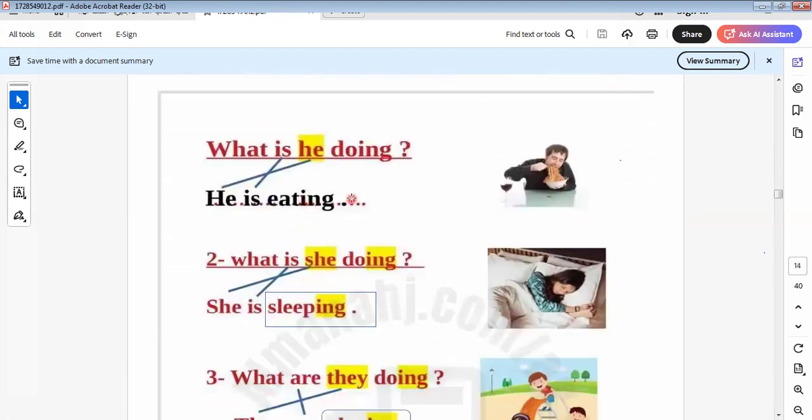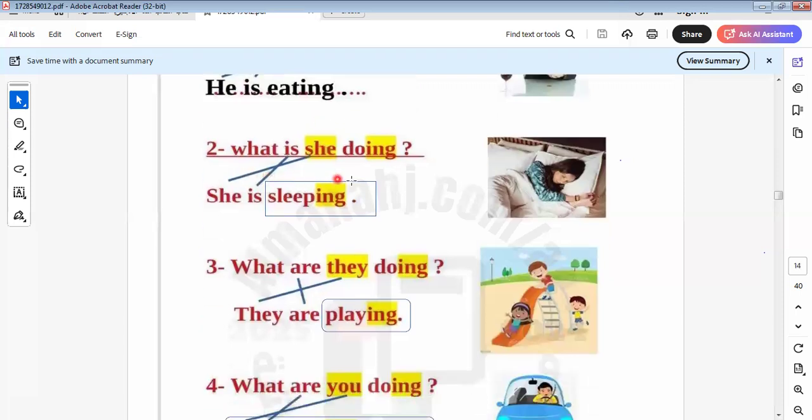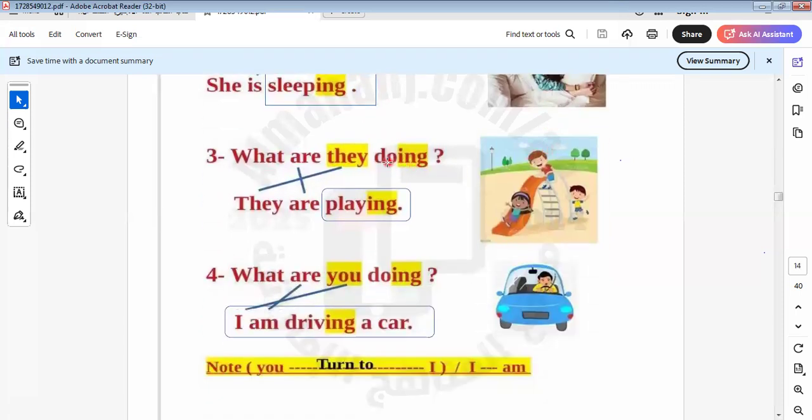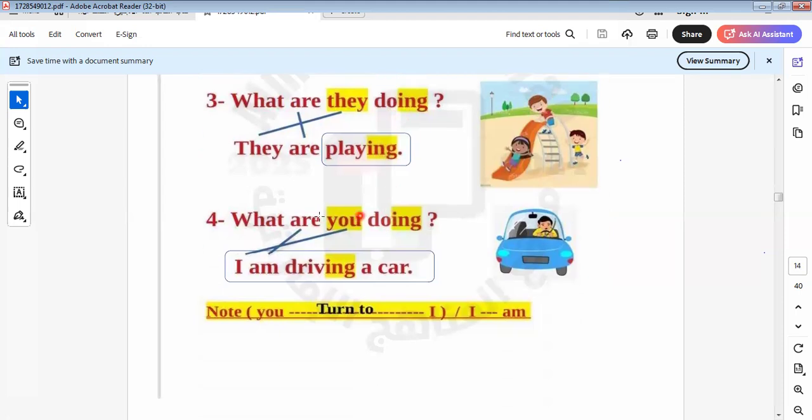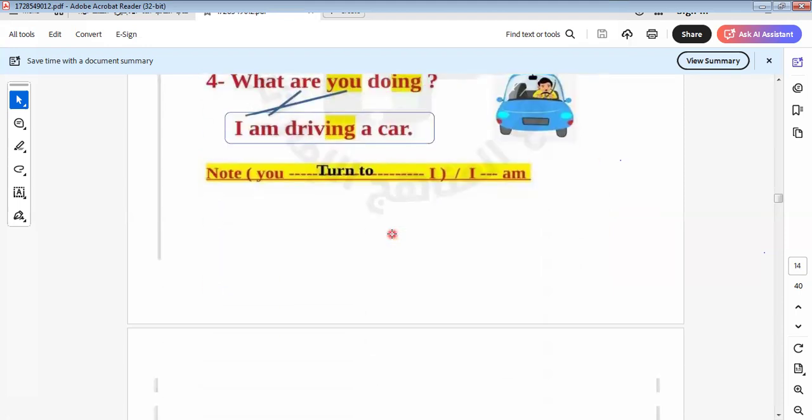Okay. What is he doing? He's eating. What is she doing? She's sleeping. What are they doing? They are playing. What are they doing? They are driving a car.